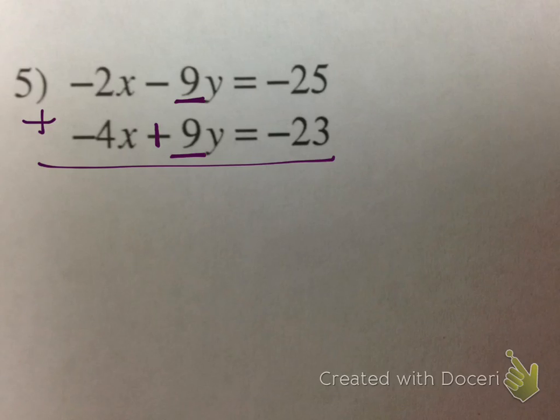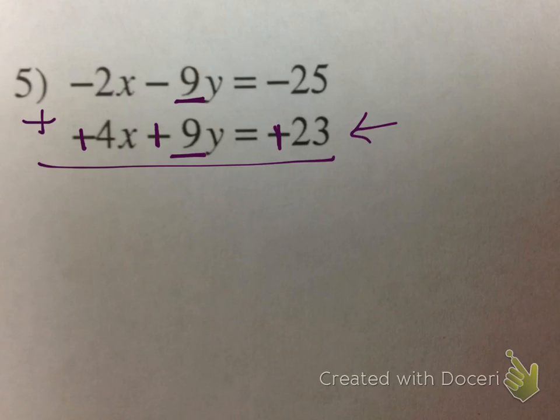If I change the sign on one of my terms, I have to change the signs on all of the terms in the equation. Every single term needs to change sign. So because they were all negative, now they're positive. If it was positive, I would have made it negative. So I changed the signs.